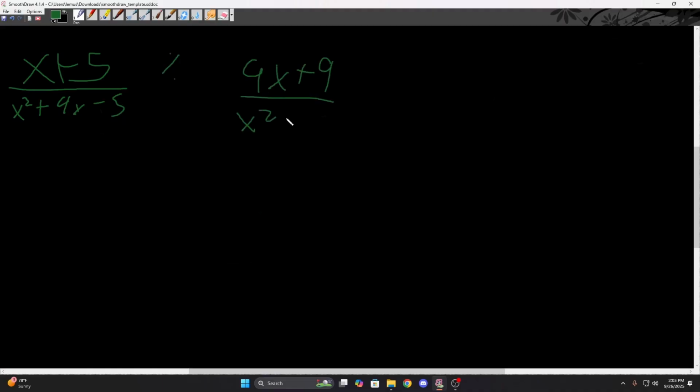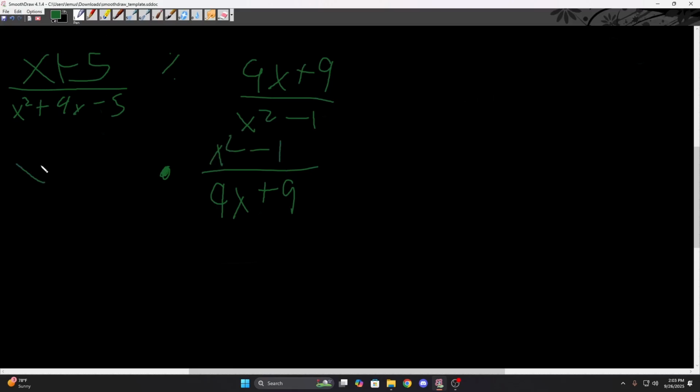Okay, so the next question is x plus 5 divided by x squared plus 4x minus 5 divided by 9x plus 9 over x squared minus 1. So you see this division symbol. What you want to do is turn it into a multiplication. So then you would just do the reciprocal. So that means the 9x plus 9 goes at the bottom, and the x squared minus 1 goes at the top.